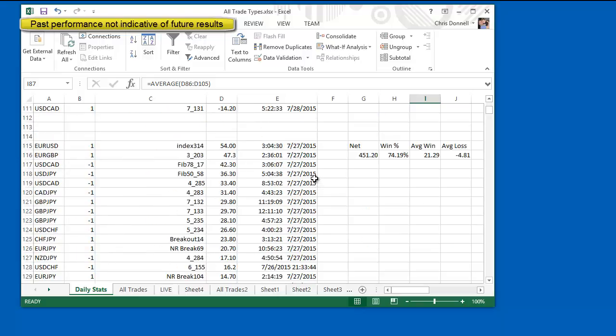And then on Sunday, Monday, 451 pips, which is outstanding. Usually Sunday, Monday does no better than 250 max. So this was an outstanding day on Sunday, Monday. Huge win percentage, and again closer to 5 times plus bigger win than loss.